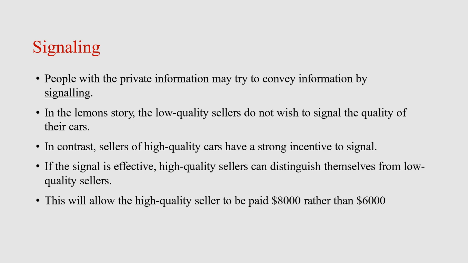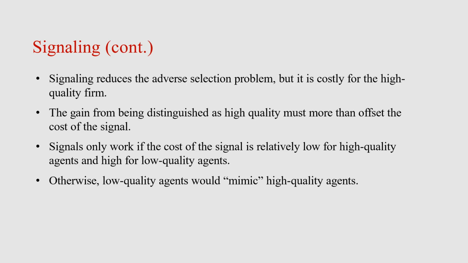Signaling. People with private information may try to convey information by signaling. In the Lemons story about low quality and high quality automobiles, the low quality sellers do not wish to signal the quality of their cars. But in contrast, the sellers of high quality cars have a strong incentive to signal that their product is of high quality. If the signal is effective, high quality sellers can distinguish themselves from low quality sellers. And this will allow the high quality seller to be paid the $8,000 rather than the $6,000.